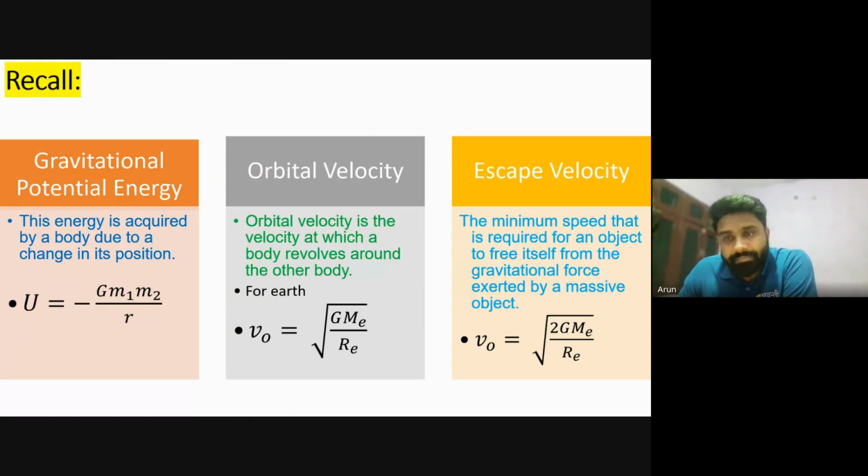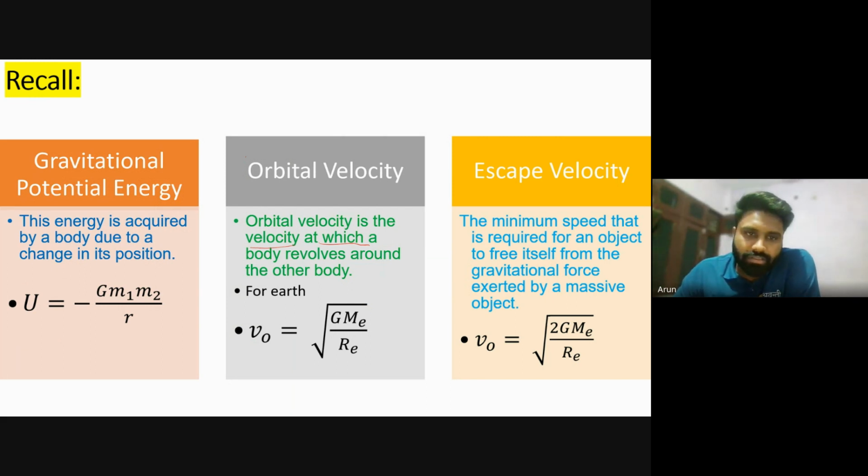The recall part is the same because there is nothing much to conclude here. The gravitational potential energy is the energy acquired by a body due to the change in position, which is given by U equals minus G m1 m2 by r. Orbital velocity: when anything orbits around a heavier object, that velocity is termed the orbital velocity. So it is the velocity at which a body revolves around the other, heavier body.